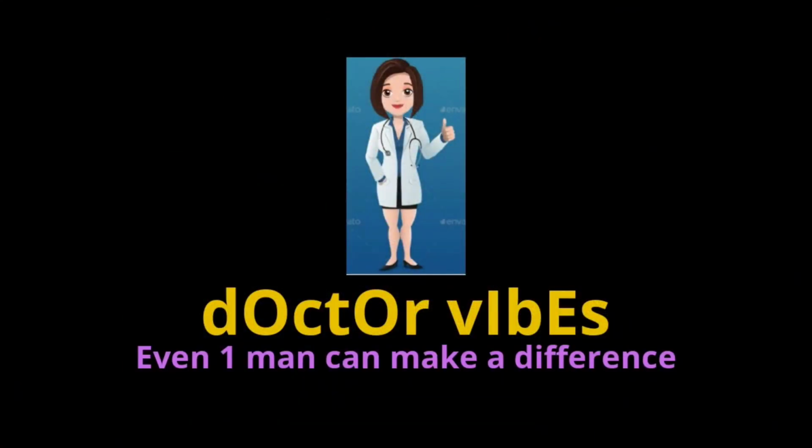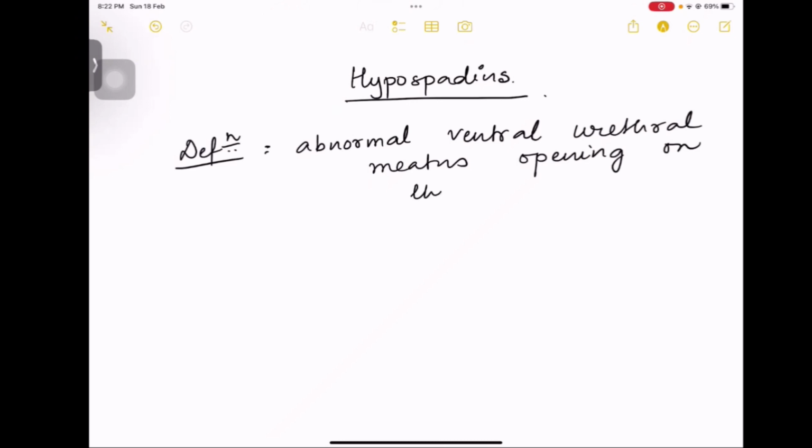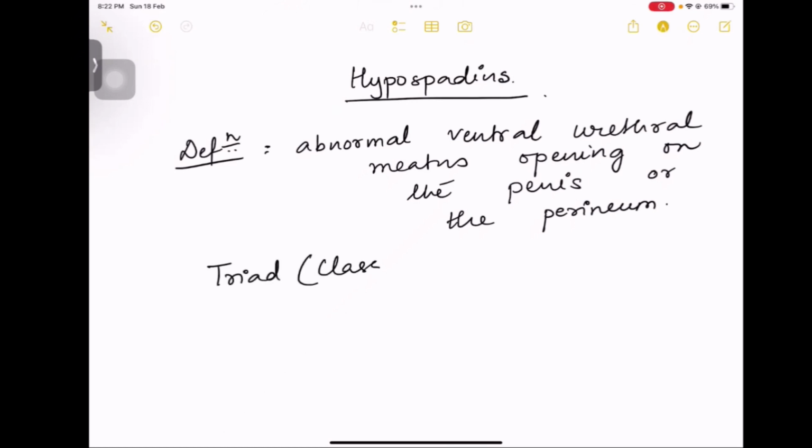In this video, we'll study the topic called hypospadias. First of all, hypospadias का मतलब क्या होता है? So it is an abnormal ventral urethral opening. We know that normally the urethral opening in males is open at the tip of the penis. But if this opening is present ventrally on the penis or the perineum, then we call it hypospadias. Hypo मतलब नीचे. So टिप की जगह पे वो जो ओपनिंग है वो पेनिस के नीचे प्रेजेंट है या फिर it is present on the perineum.